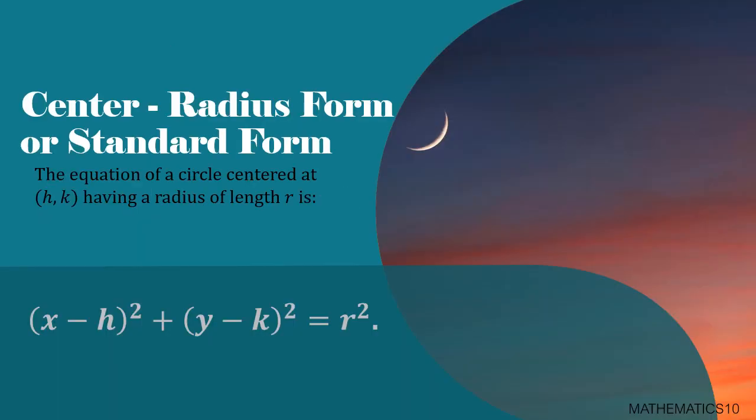Now, what is center radius form? This is also known as standard form. Let's say the equation of a circle centered at (h, k) having radius of length r. This will be your format: quantity x minus h squared added with quantity y minus k squared is equal to r squared.